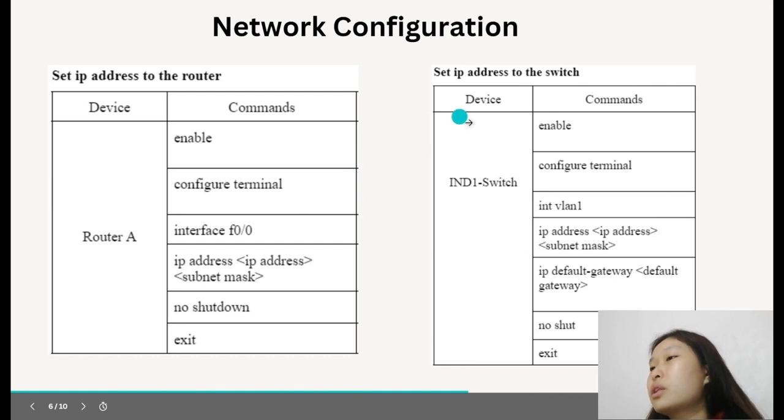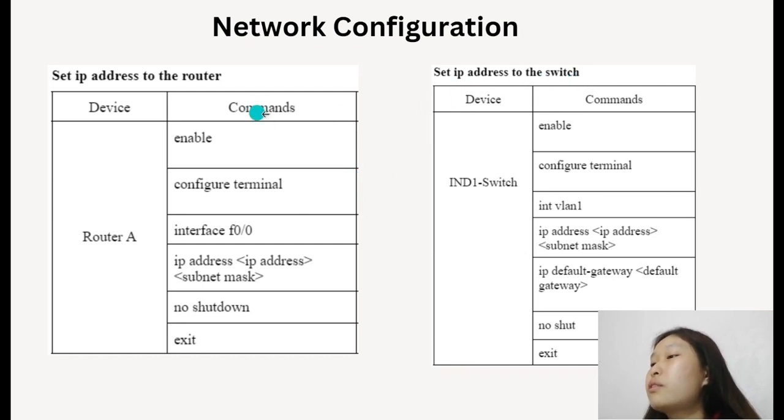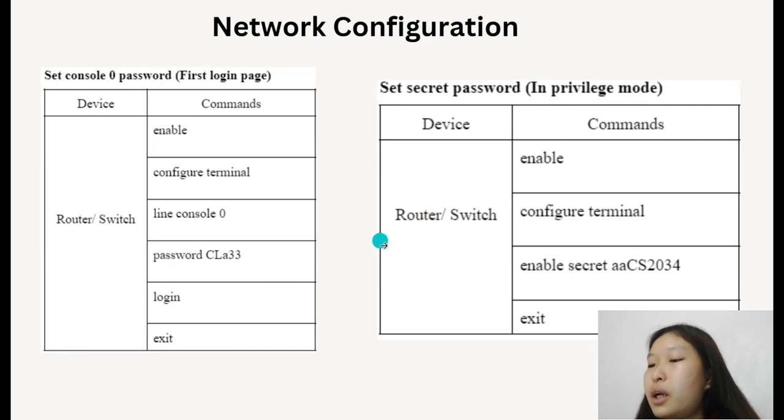Setting the IP on the switch is the same as on the router, but the difference is that the switch needs one more command, which is ip default-gateway, to assign the default gateway to the switch. Same as before, we need to enter the privilege mode and global configuration mode, and enter line console 0 to set the password CLA33. The login command is used to enable password checking when accessing the console port.